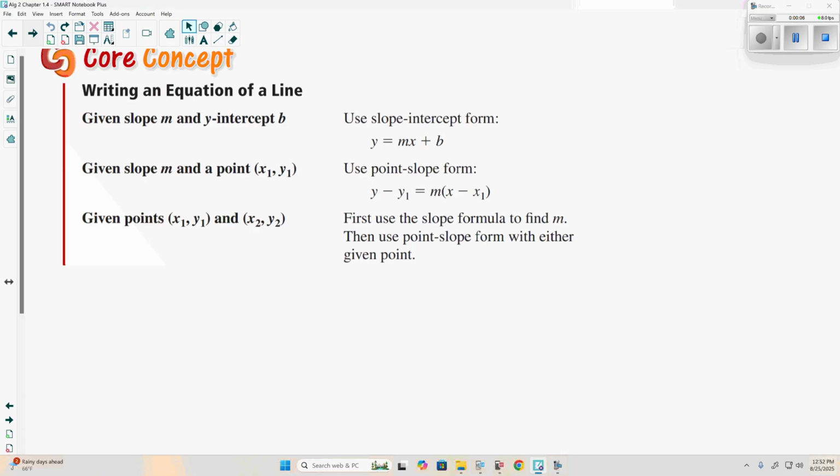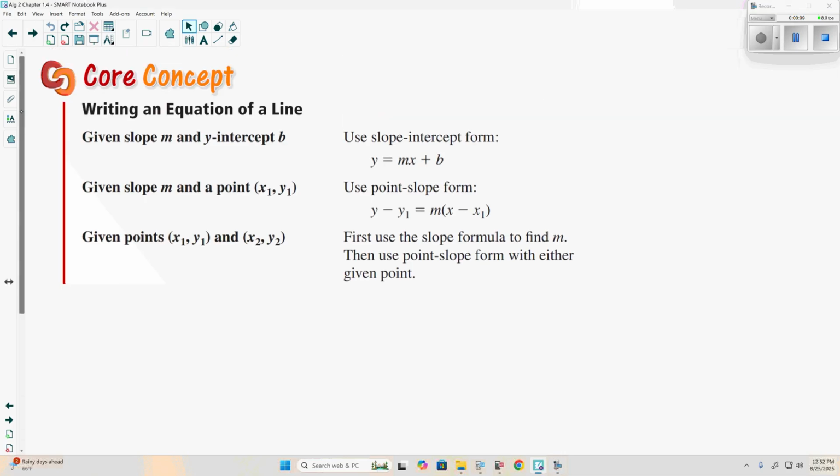So, what we're looking at today is equations of lines. Now, how many points do we need to make a line? And the correct answer is not 0. We need 2. Because if we have 2 points, we can make a line.